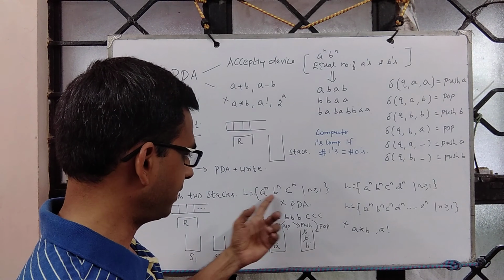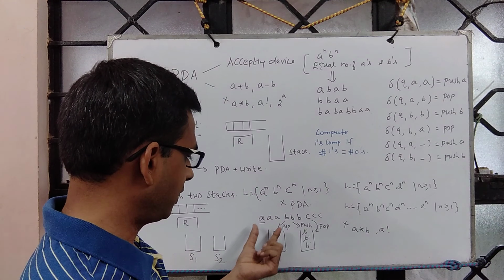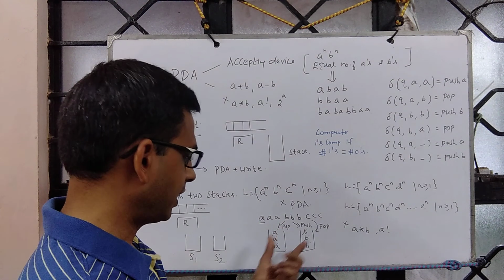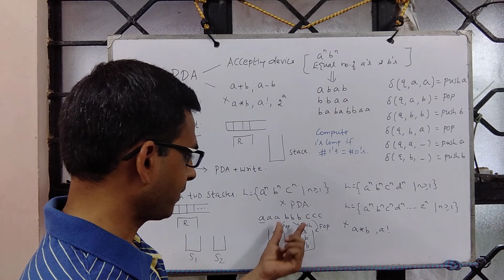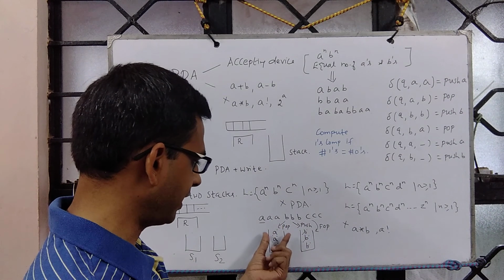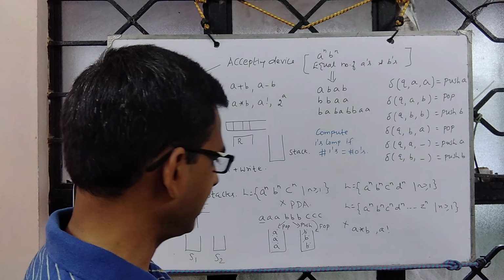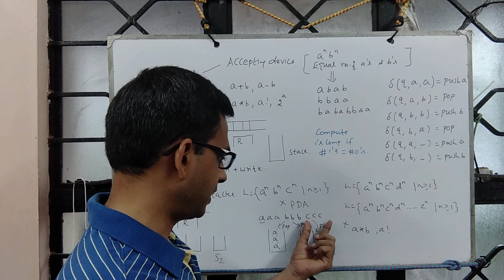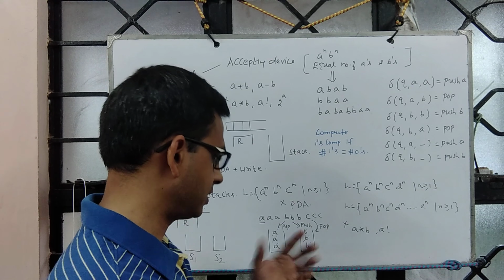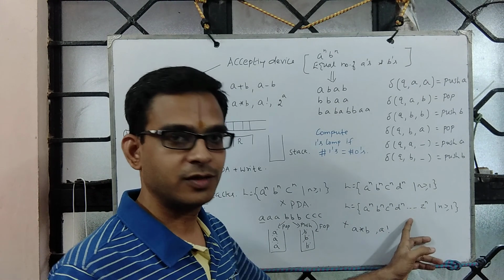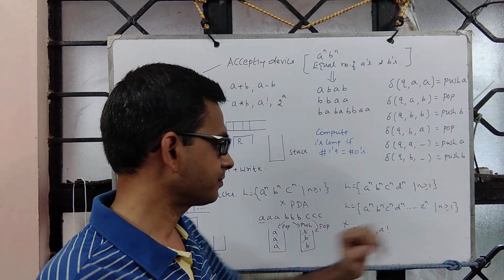For example, a power n, b power n, c power n. When I see a sequence of a's, I perform push and the other stack will be empty. When I see sequence of b's, I pop a's and simultaneously I push b onto the stack. When I see sequence of c's, I pop all this out. This can be generalized to this and in general to language of this type.